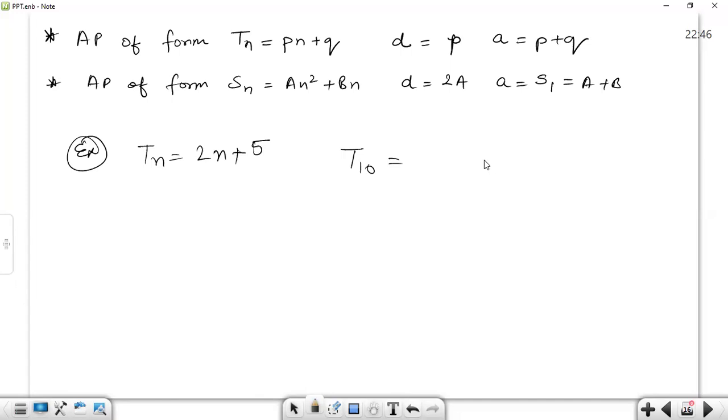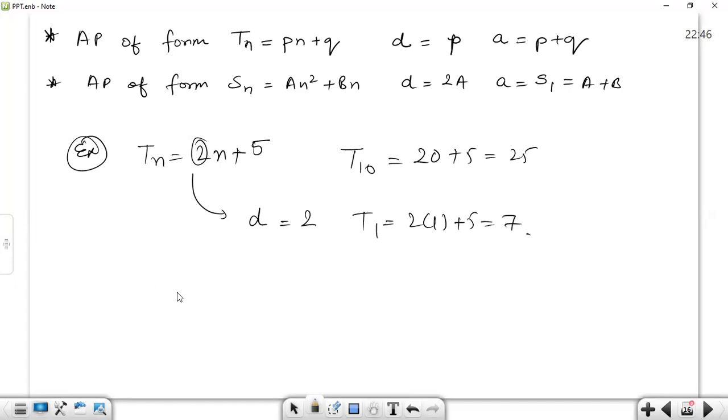Using the Tn is equal to 2n plus 5, sir. But how will we... We have to substitute 10 in the n place. Okay. 20 plus 5, that becomes 25. If we have to find out the d, then it is simply the coefficient of n. If we have to find out the first term, clear?